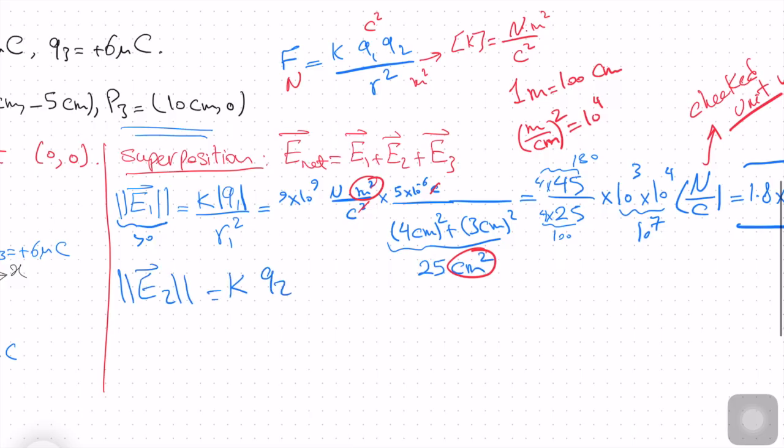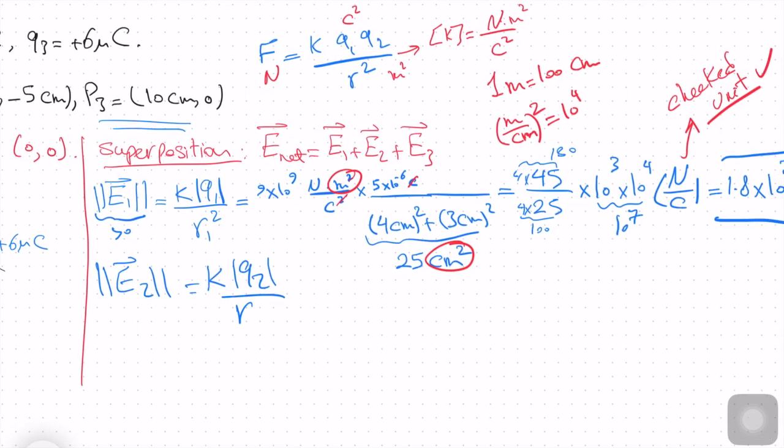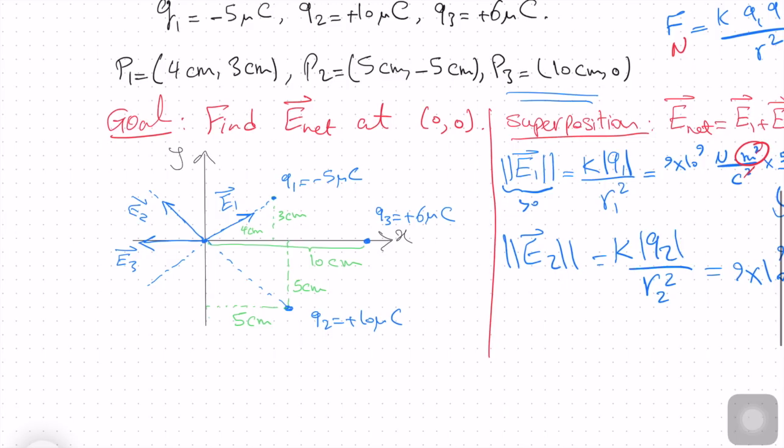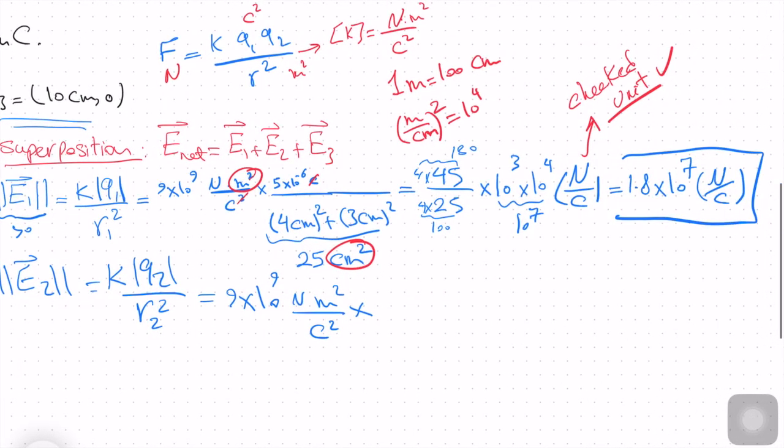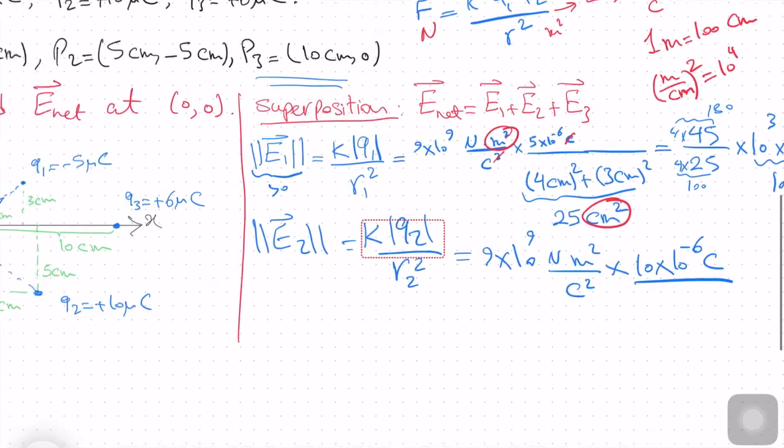Let's just do this again for charge number 2. You can pause the video if you had issues with finding E1 and you want to try doing E2 yourself. Now Q2 is plus 10 microcoulomb. So that's 10 times 10 to minus 6 coulomb.